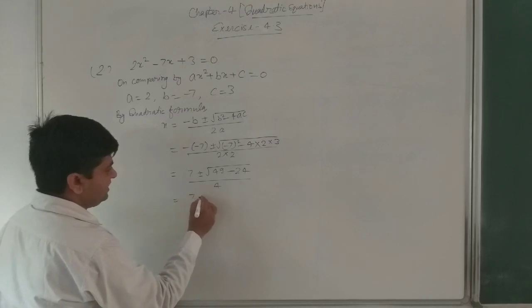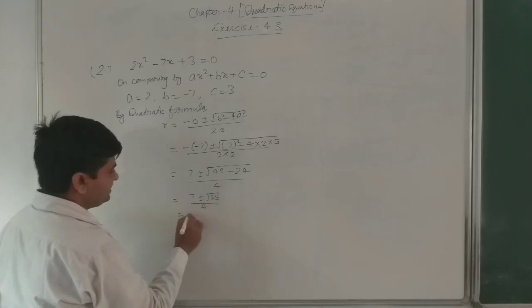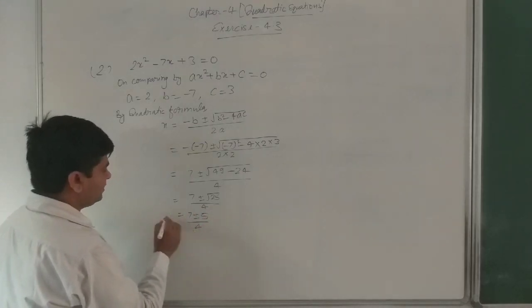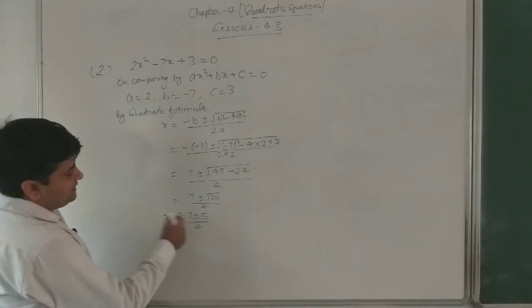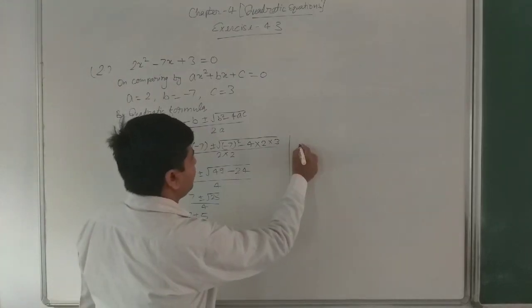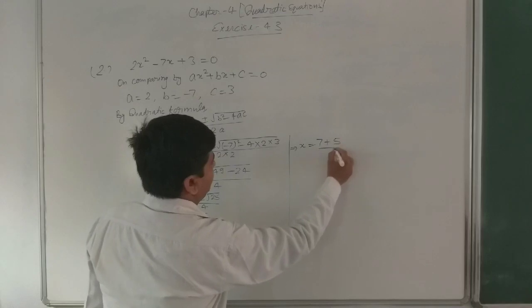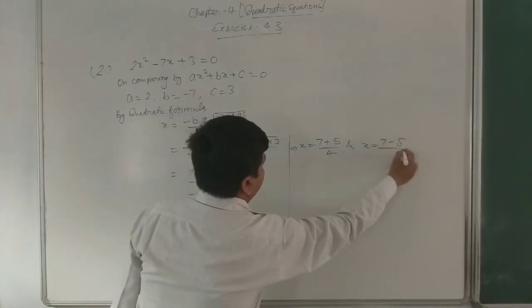Now on simplifying, 7 plus minus root 25 upon 4, that means 7 plus minus root 25 is 5, upon 4. This is the value of x. Now there are two values. First we take the plus sign and secondly we take the minus sign. So x equals 7 plus 5 upon 4 and the second value is x equals 7 minus 5 upon 4.